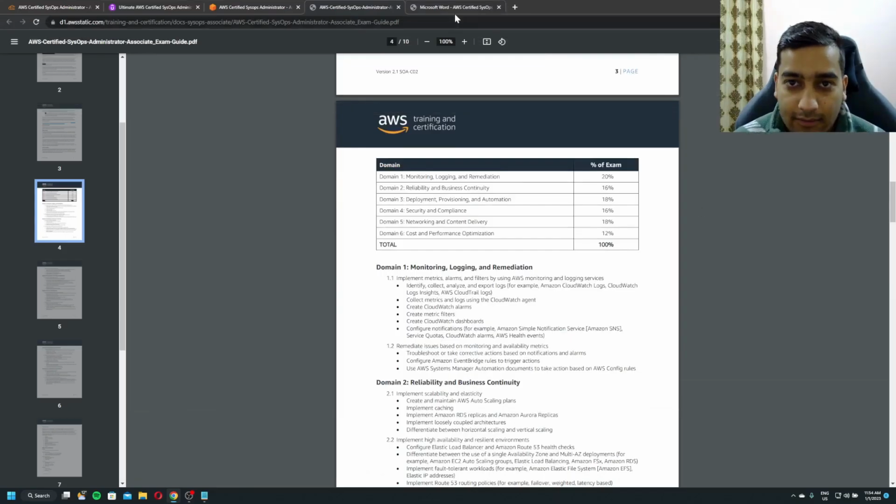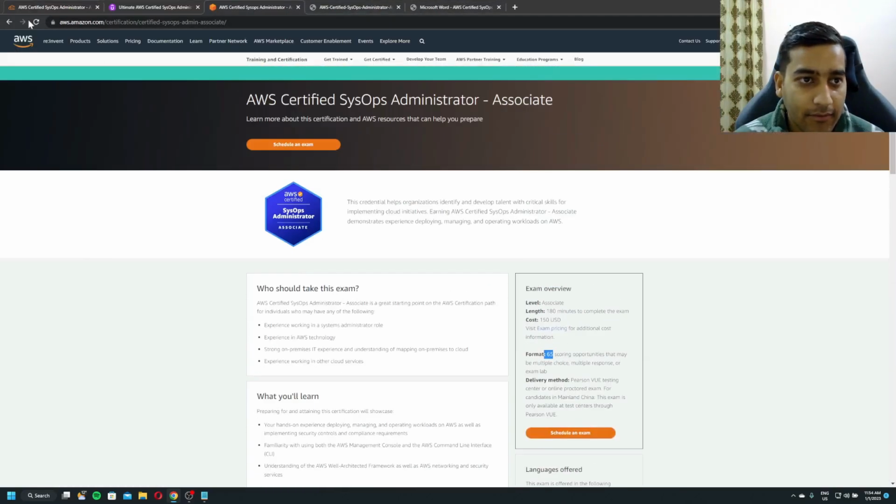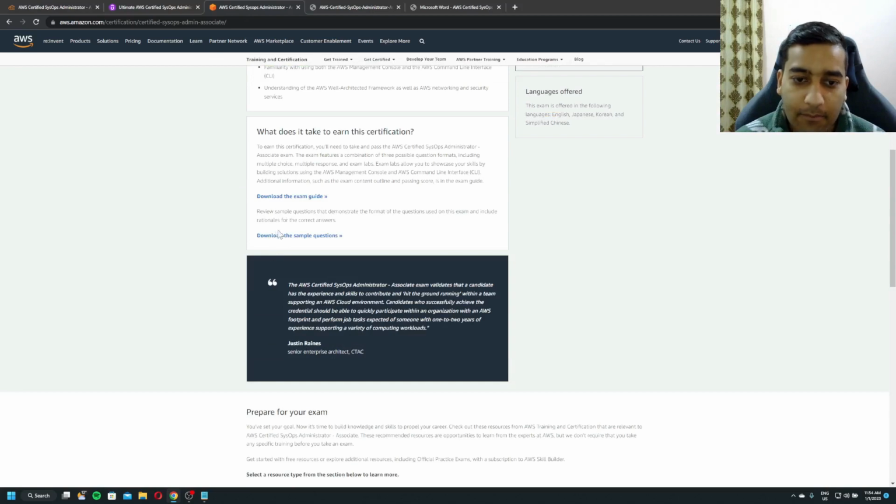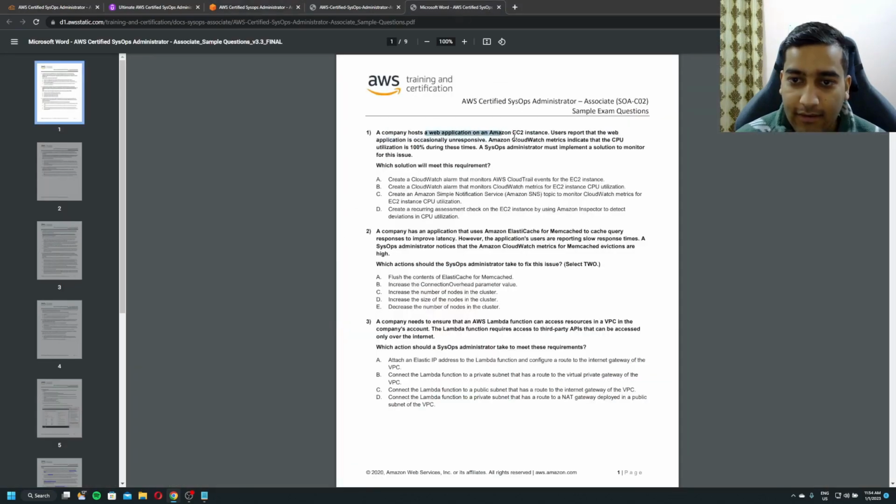Now if we go back to the screen, on the AWS website we have some sample questions as well, right? This one is related to EC2. A company hosts a web application on EC2. Users report that the web application is occasionally unresponsive, and CloudWatch metrics indicate that CPU utilization is 100%. Now we have to implement a solution to monitor for this issue. This is related to monitoring of this issue.